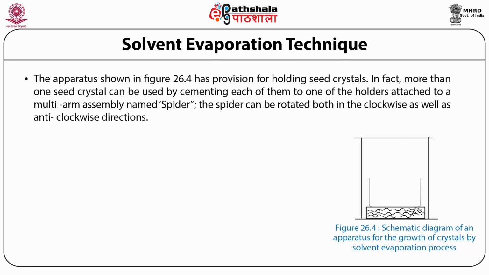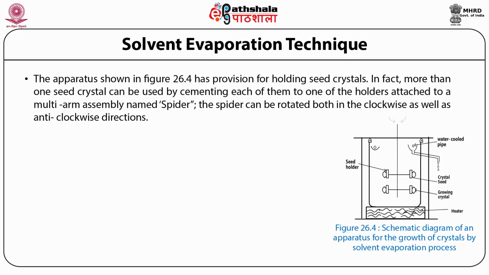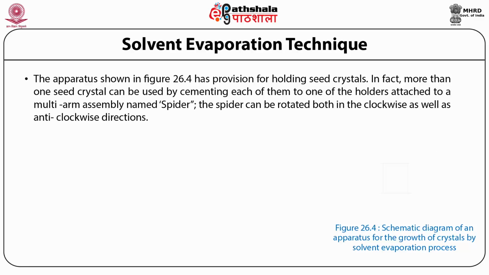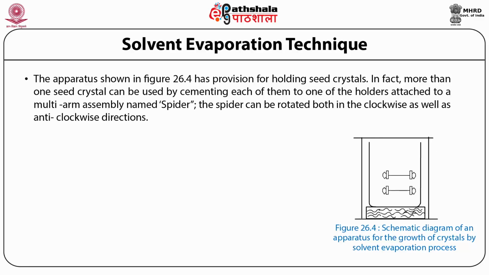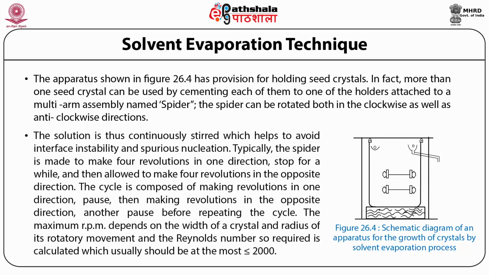The apparatus shown in figure 26.4 has provision for holding seed crystals. In fact, more than one seed crystal can be used by cementing each of them to one of the holders attached to a multi-arm assembly named the spider. The spider can be rotated both clockwise and anti-clockwise. The solution is thus continuously stirred, which helps to avoid interface instability and spurious nucleation. Typically, the spider is made to make 4 revolutions in one direction, stop for a while, and then make 4 revolutions in the opposite direction.